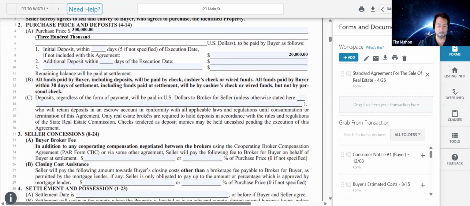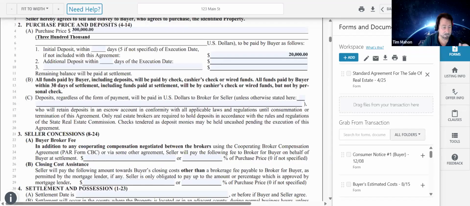Deposits, regardless of the form of payment, will be paid in U.S. dollars to the broker for the seller, unless otherwise stated here. That's normally how it goes. But if you do have a listing that your buyer is buying, and in the agent remarks, the company says that this company does not hold escrow, then you would say, unless otherwise stated here, and that would be deposits would be held by the broker for the buyer in that case.